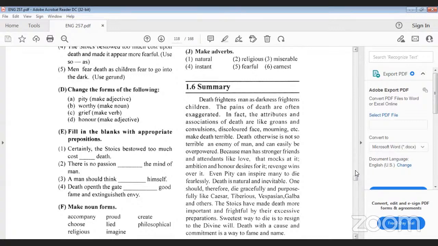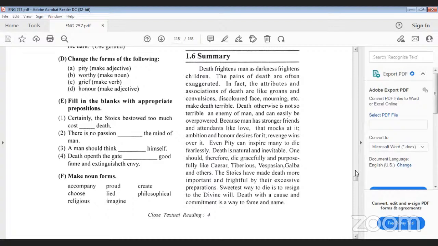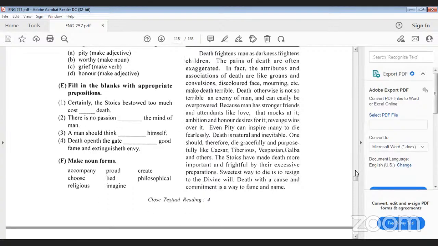You can see the summary so that you will at least know what the concept of the poem on death is.